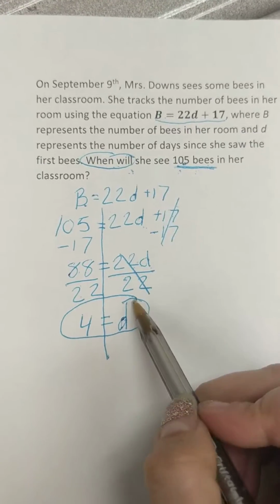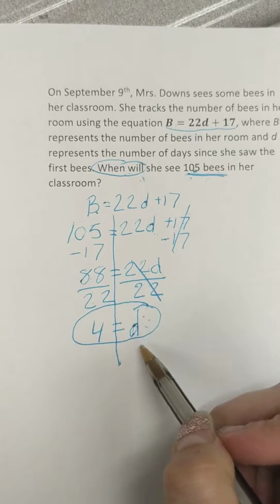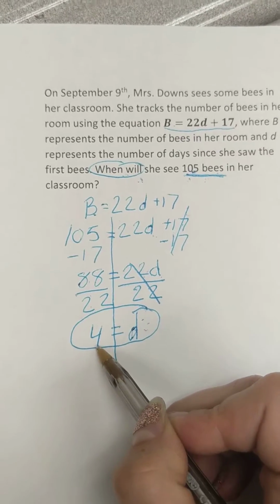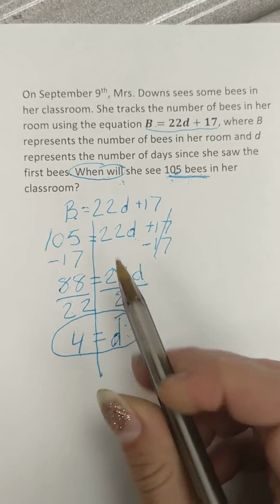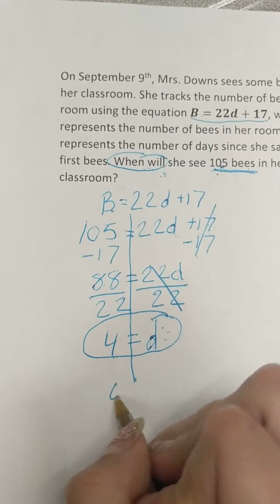Okay, so for word problems, we can't just stop here. We've got to go back and make sure it answers the question. And if it does, we need to put some units on it. So I would say 4 days. So when will she see 105 bees? Well, this is 4 days.